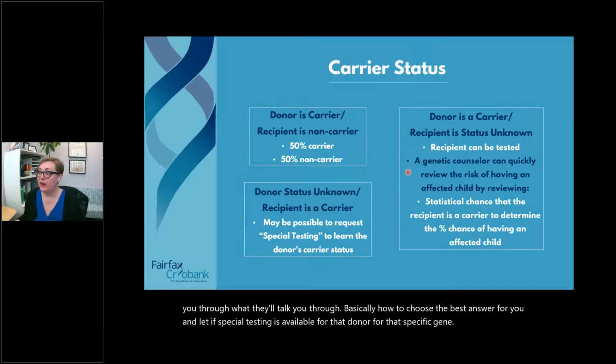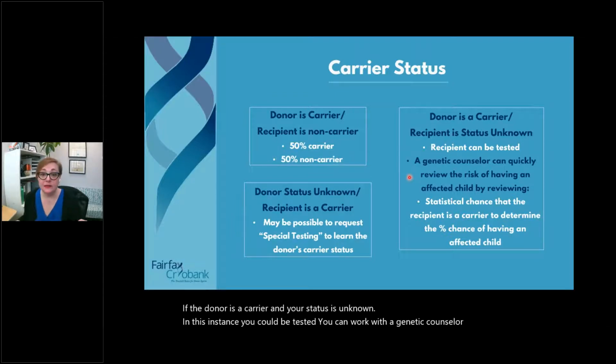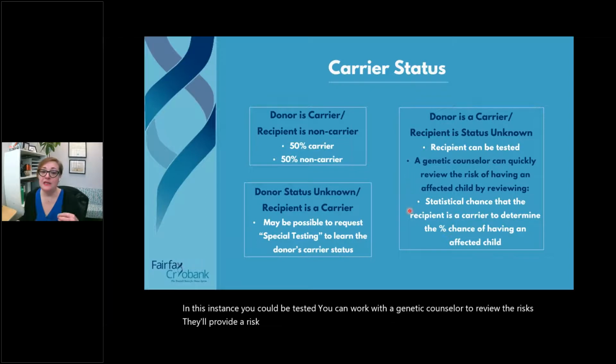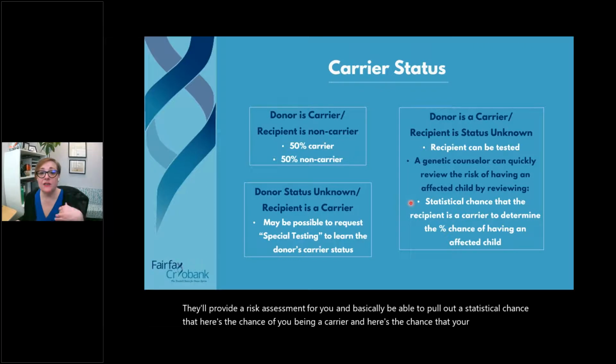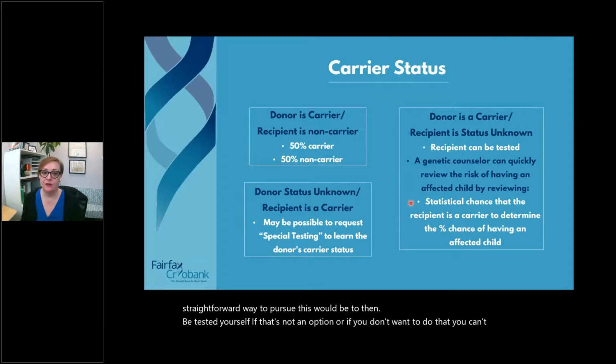Now, if the donor is a carrier and your status is unknown, in this instance, you could be tested. You can work with a genetic counselor to review the risks. They'll provide a risk assessment for you and be able to pull out a statistical chance: here's the chance of you being a carrier, and here's the chance that your child would be affected. They can do all of that. But when it comes down to it, the most straightforward way to pursue this would be to be tested yourself. If that's not an option, or if you don't want to do that, you can speak with a genetic counselor.